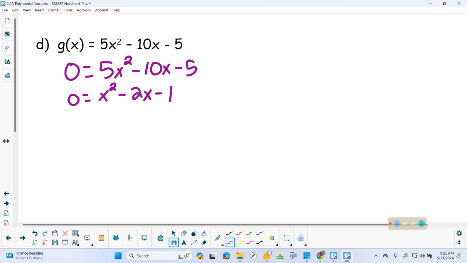Now I'm trying to factor on it. Are there two numbers that multiply to -1 and add to -2? No dice. So you're going to either have to use quadratic formula or completing the square. I'm going to complete the square just to review that process. So let's add one over and get it out of the way.